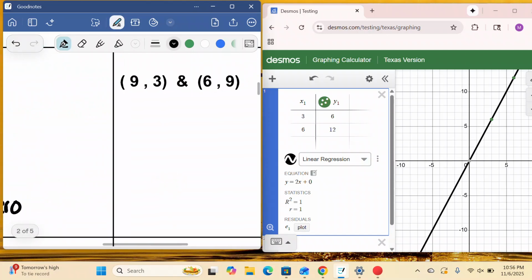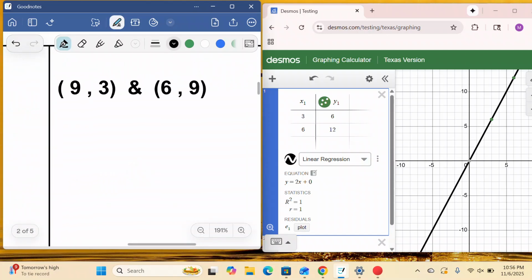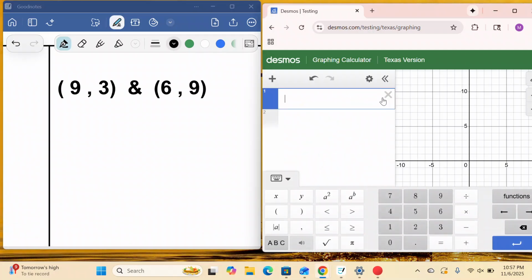So let's try another one. We have question number 2. We want to find the slope of 9, 3 and 6, negative 9. Well, no more do I have to do the slope formula. All I have to do is understand that one is an x and one is a y. One is an x, one is a y. Given that these two are linear, all I'm going to do is input it on Desmos.